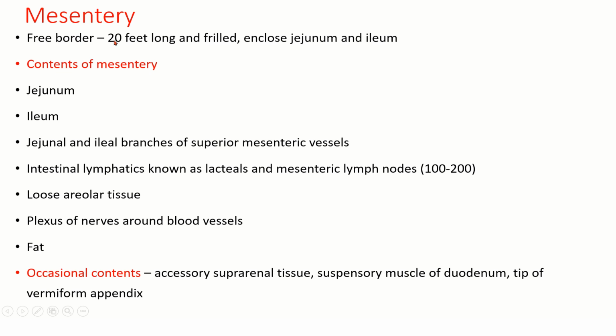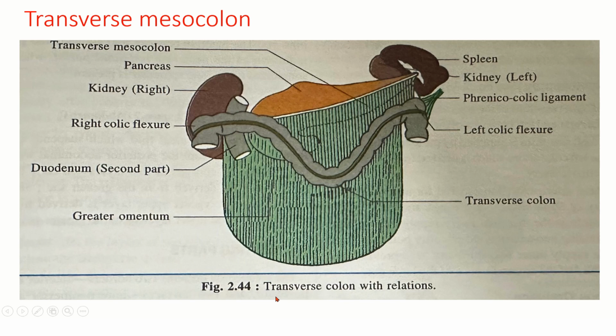Then the free border is 20 feet long and it is frilled. It encloses jejunum and ileum. The contents are jejunum, ileum, jejunal and ileal branches of superior mesenteric vessels, intestinal lymphatics known as lacteals, and mesenteric lymph nodes, which are approximately 100 to 200, loose areolar tissue, plexus of nerves around blood vessels, fat. Occasional contents are accessory suprarenal tissue, suspensory muscle of duodenum, tip of the vermiform appendix.